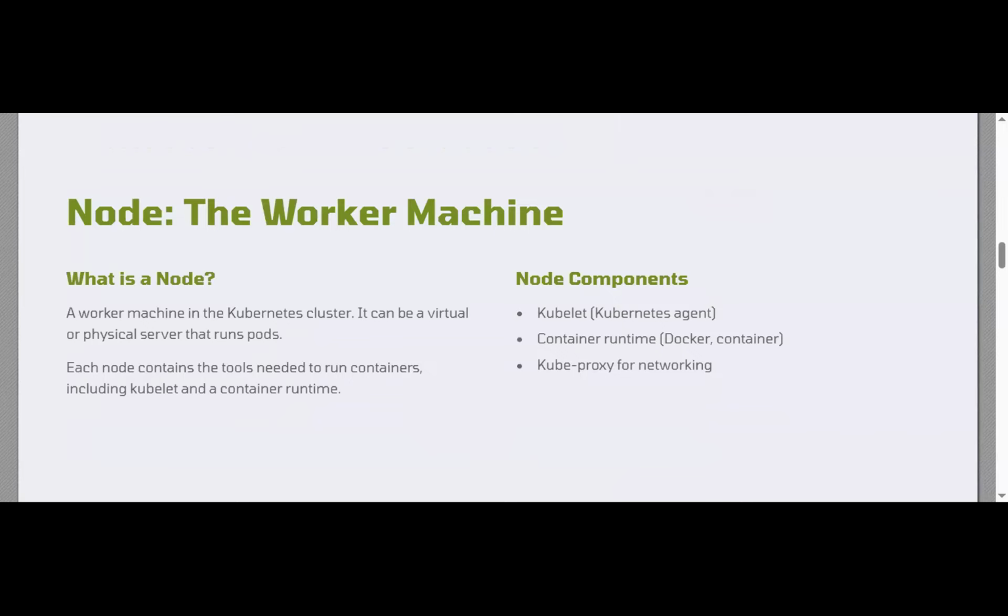Next, the node, the worker machine. What is meant by a node? The worker machine in a Kubernetes cluster. It can be a virtual or a physical server that runs the pods. Each node contains the tools needed to run containers, including Kubelet and the container runtime. Kubelet is nothing but the Kubernetes agent, which will send information to the node on whether the containers are in good condition or not.